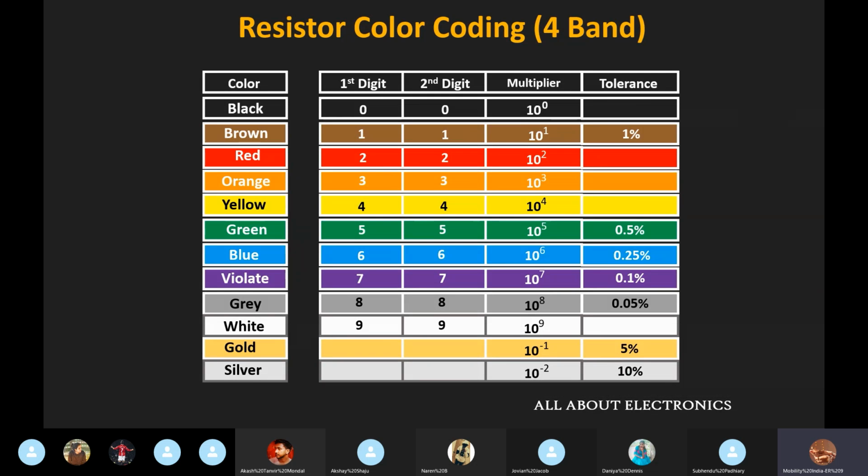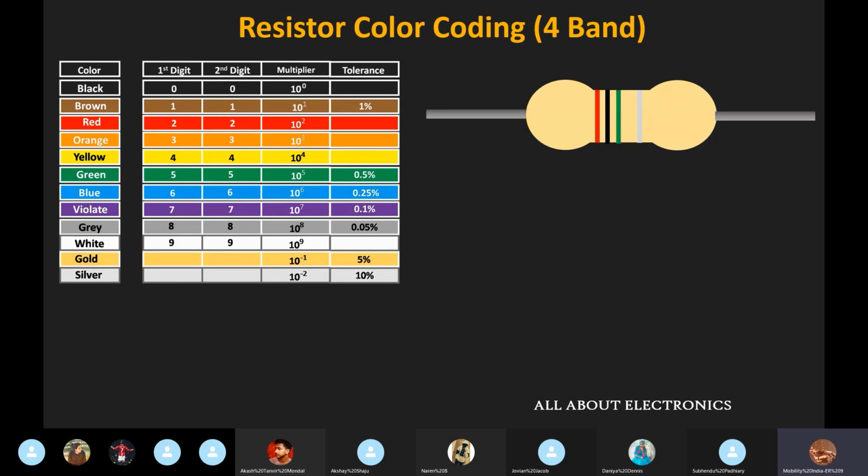Let us take one example so that it will get clear to you. Here we have one 4-band resistor, and if you observe, the first 2 color bands of this resistor are red and black respectively.